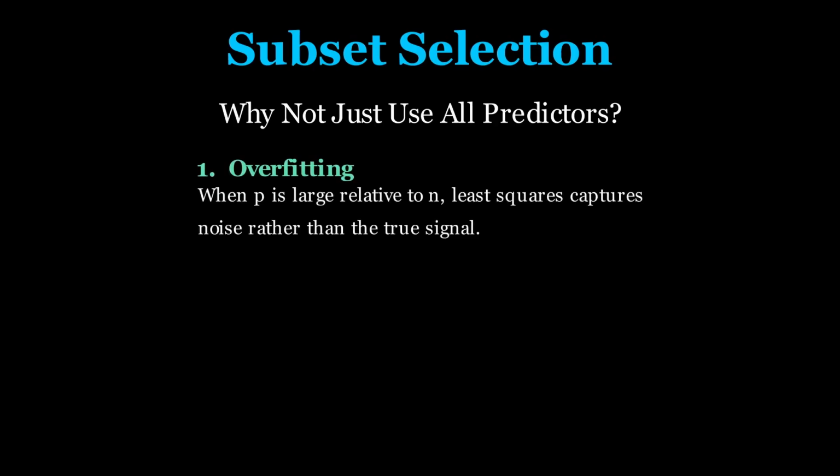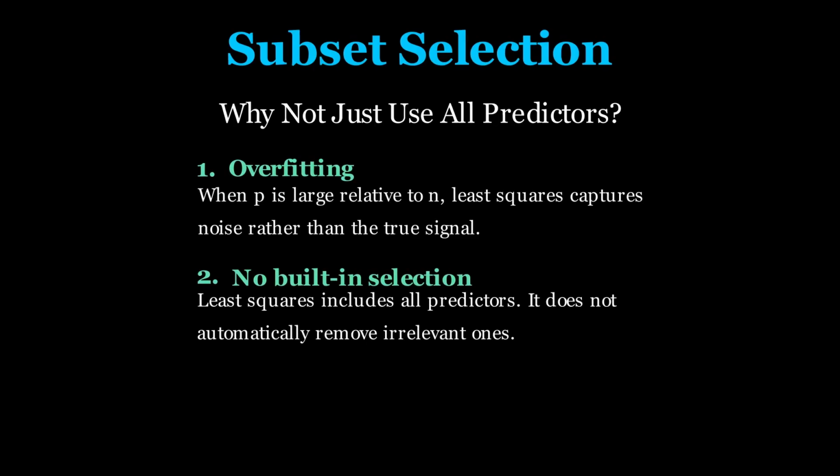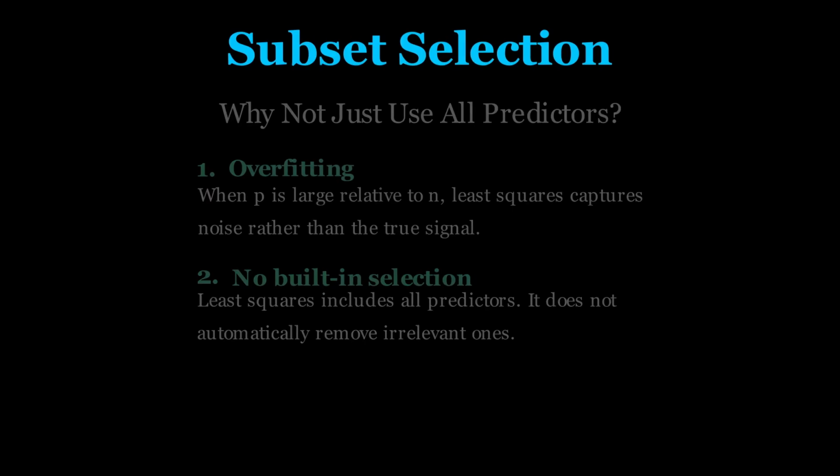Why would we not want to use all available predictors in a model? There are two main reasons covered in the text. First, when the number of predictors p is large relative to the number of observations n, ordinary least squares tends to overfit to the noise in the data rather than the true underlying signal. And second, least squares includes every predictor by default, so there's no way to automatically drop variables that are not useful. Let's start with best subset selection, the most thorough of the four methods.